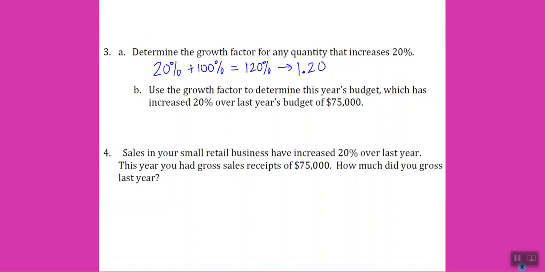Use the growth factor to determine this year's budget, which has increased 20% over last year's budget. So we would take last year's budget, multiply it with our growth factor, and that will give us our new budget. Which would be $90,000. Remember, whenever we're working with word problems, to include units, in this case dollars, with your answers.